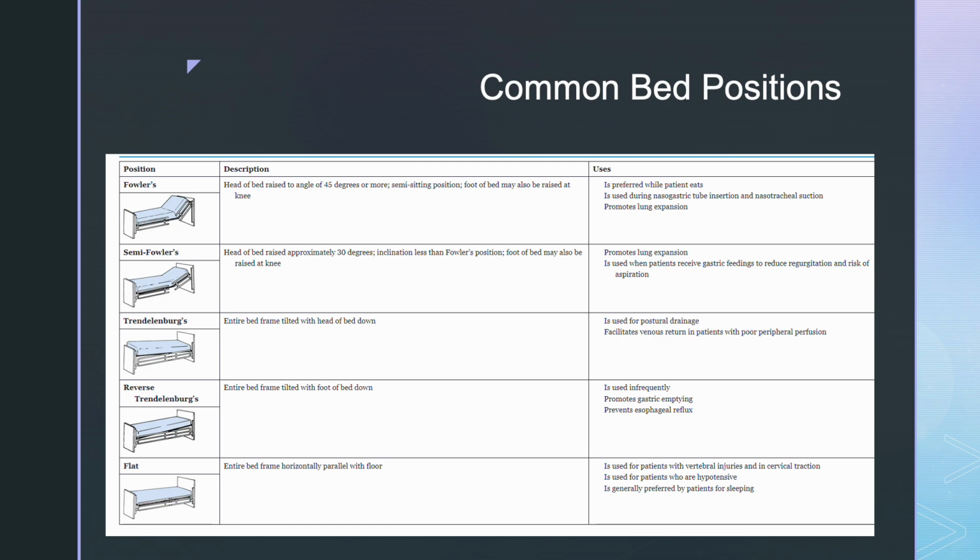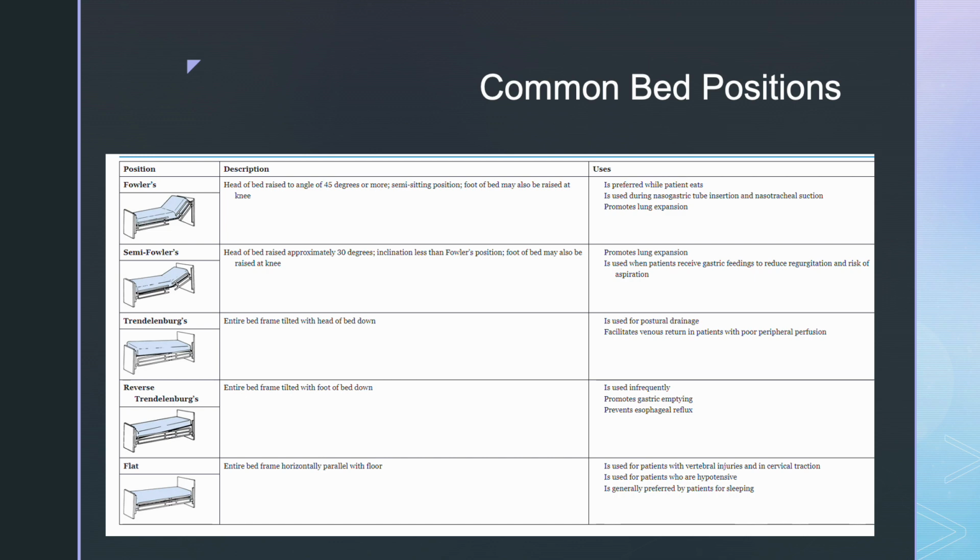Trendelenburg is when we put the head of the bed down, so we tip the patient on their head. We use this position when boosting patients in bed. It allows gravity to do some of the work for us. We also use this for multiple reasons. Postural drainage, so if somebody is having a vasovagal response or a fainting episode, if we put them in the bed with their head down, it allows the blood flow to go to the head and the heart, so allows the heart to not have to work as hard to get that blood to the essential organs.